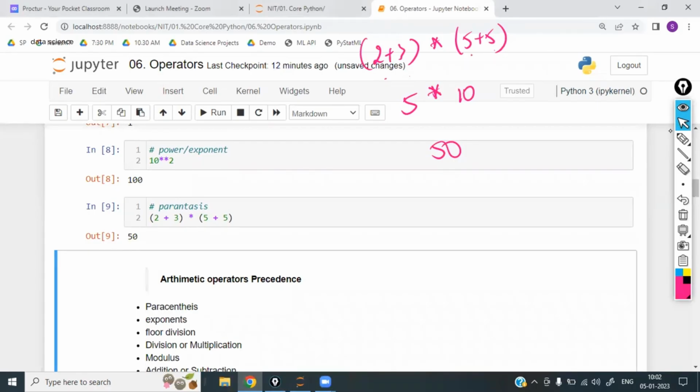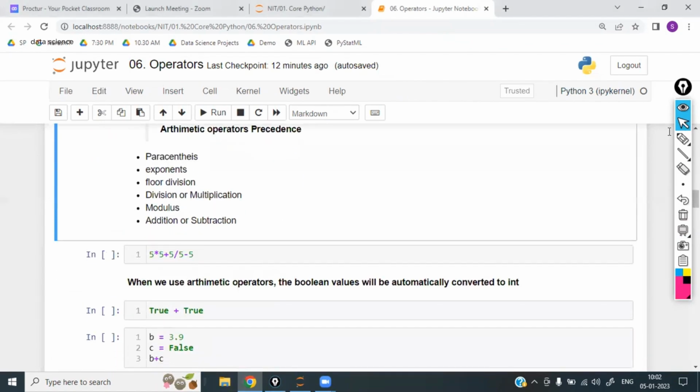Now, the question is, based on this, we can expect 1 or 2 questions if it is a Microsoft exam, or if it is normal Python, other than a Microsoft exam, any Python certification, you can expect at least 2 questions from these operators, out of which 1 question will surely be from arithmetic operators. 100% guarantee.